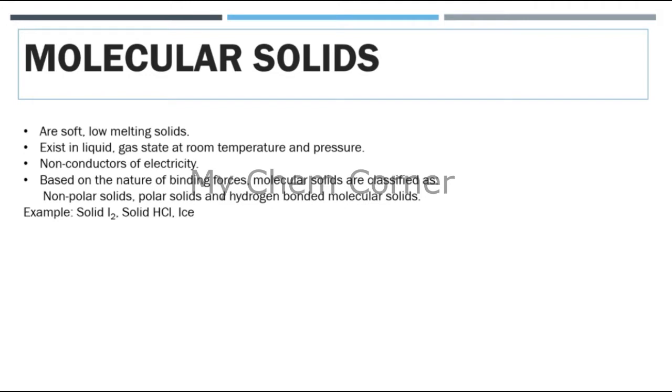Examples under each of these categories: solid iodine is non-polar. Solid HCl is polar, because you have two poles, a positive pole and a negative pole. Hydrogen bonded is ice, basically water. When you freeze water, the water molecules are bonded to each other because of strong hydrogen bonding. So let's go into detail for each of these classifications.